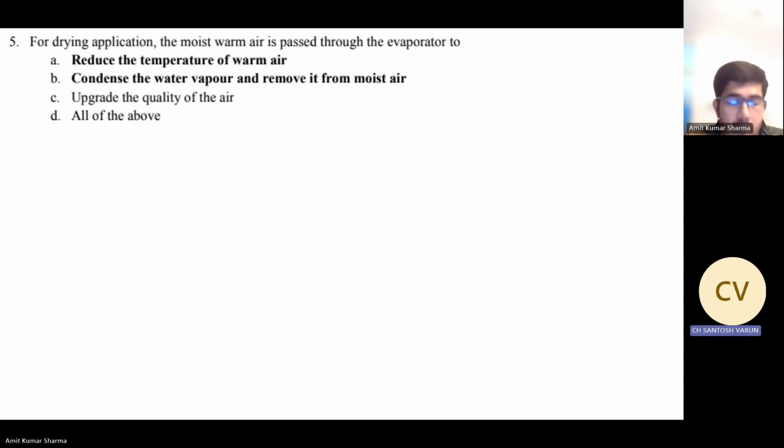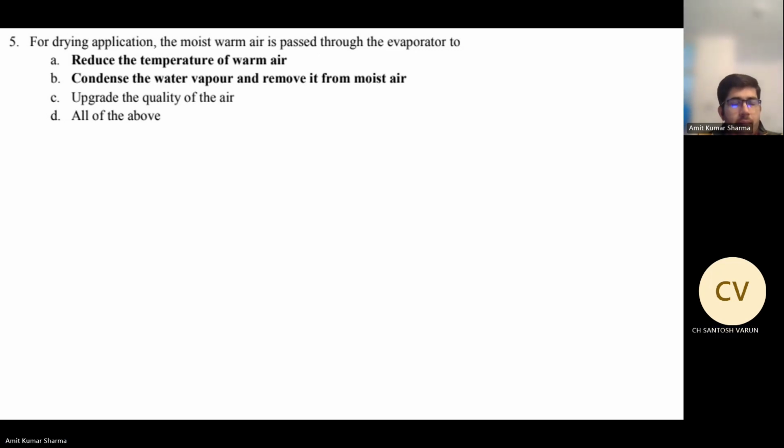It's option A and B. So what is the reasoning? So for drying application, first of all dry air is required. If you pass the moist warm air into the evaporator, due to the cooling effect, the water vapor in the moist warm air condenses, and you will be left with dry air.